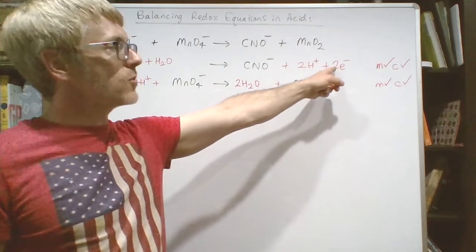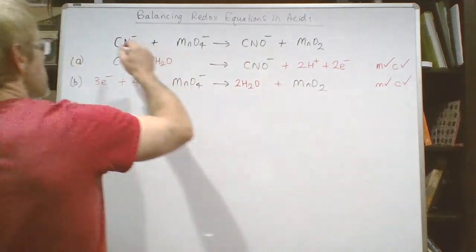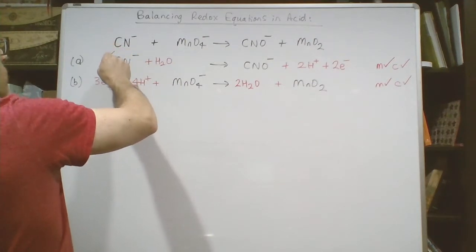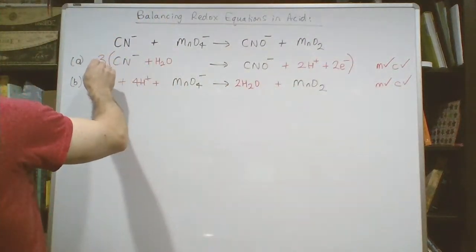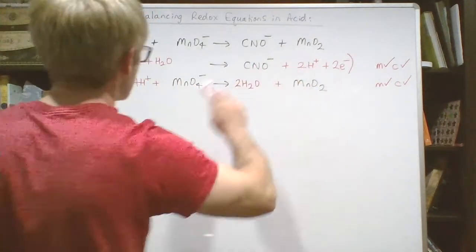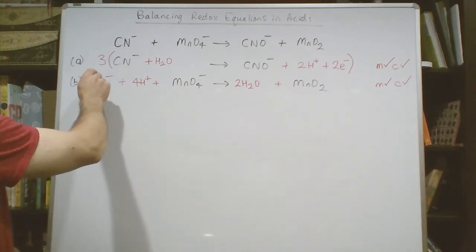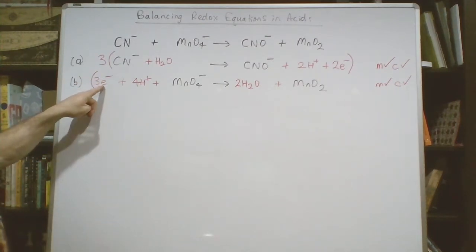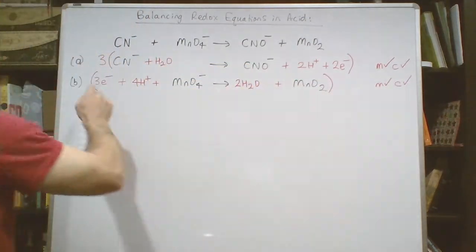So we know that 2 and 3 factor into 6. So to make 2 electrons 6, I have to take the whole of half equation A and I have to scale it by 3, which means I take 3 of everything, including the 2 electrons, to give me 6 total. And likewise, to make these electrons equal to those electrons, I have to multiply half equation B by 2.